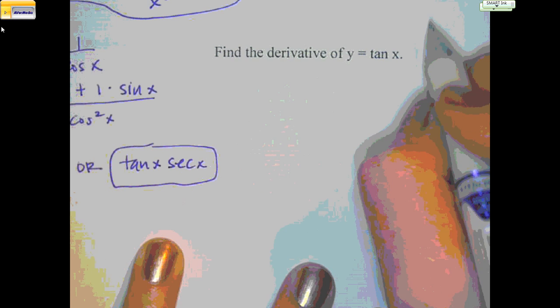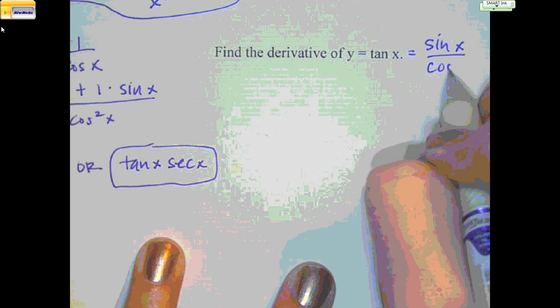Next one, derivative of tangent. How can you rewrite tangent? Sine over cosine. All right, see if you can beat me to the punch.